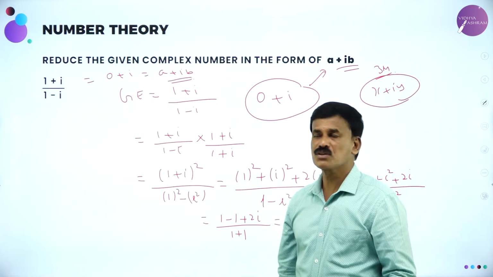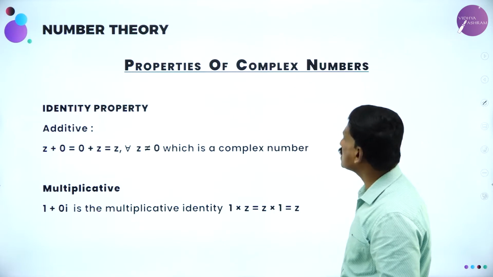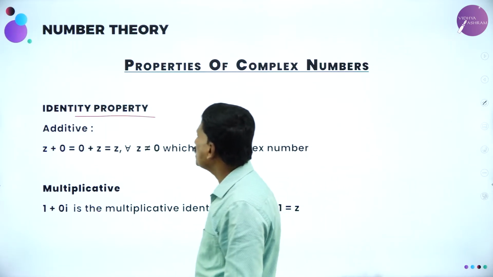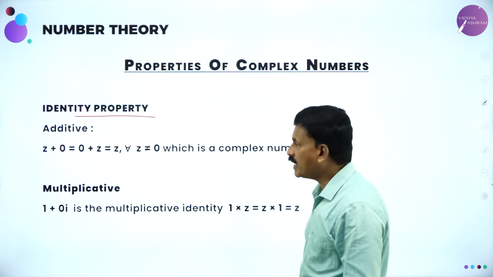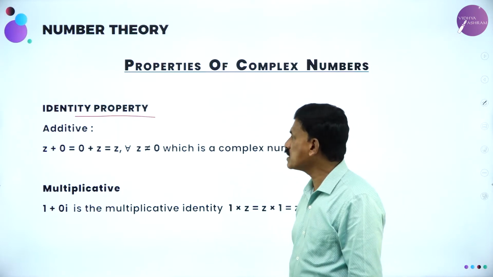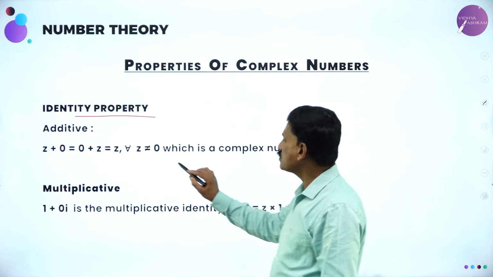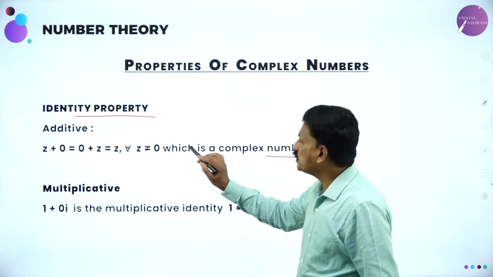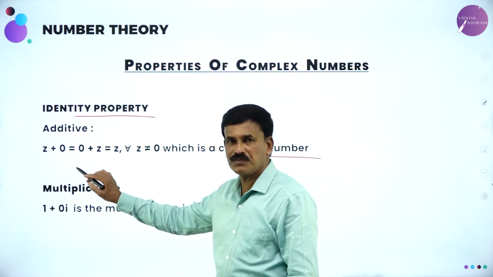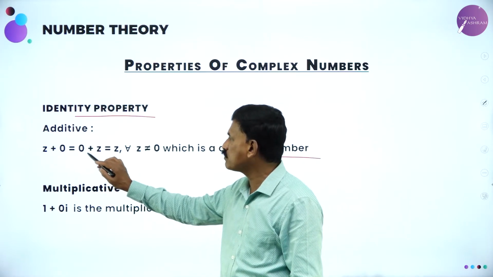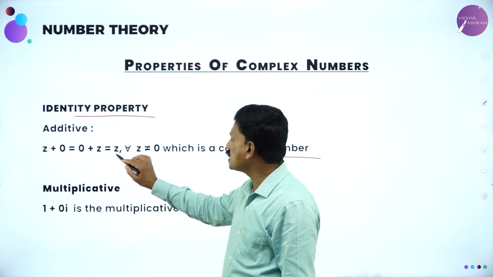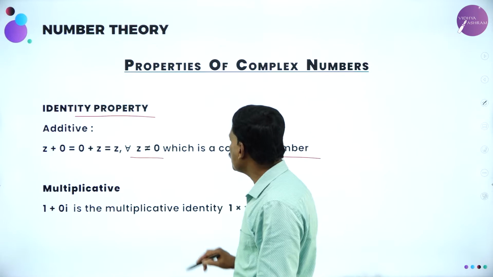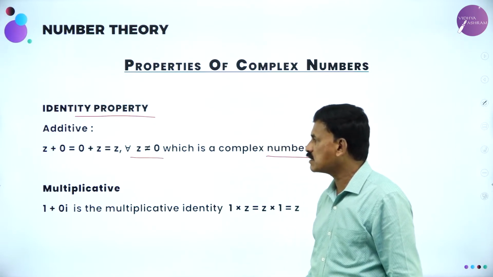Let us come to the next concept, properties of complex numbers. So properties, identity property, that is additive. So if you add z plus 0, you will get z, where z is a complex number. So the additive property is just add. If you add 0 to a complex number, z plus 0 is equal to 0 plus z, that is also equal to z, for all z, which is again a complex number.